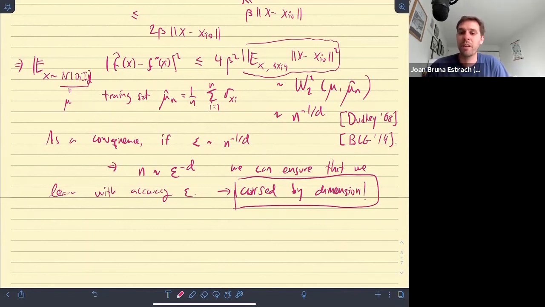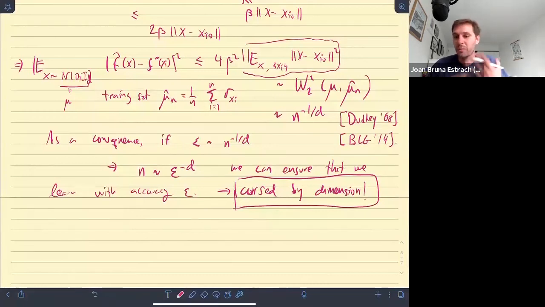I want you to go back and reduce my error by half. So how many more data points do you need to do that? If you want to reduce epsilon by half, you need to multiply your training set by something that is exponential in dimension. The number of new data points that you need to collect has to grow exponentially, like 2 to the d if you want a factor 2 in epsilon.